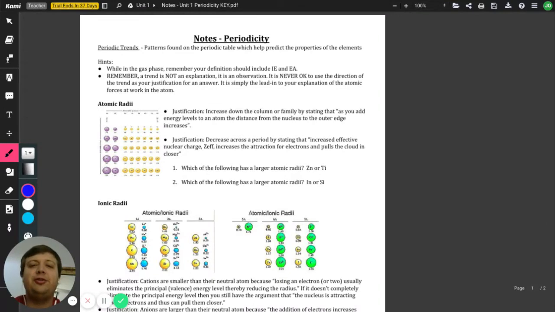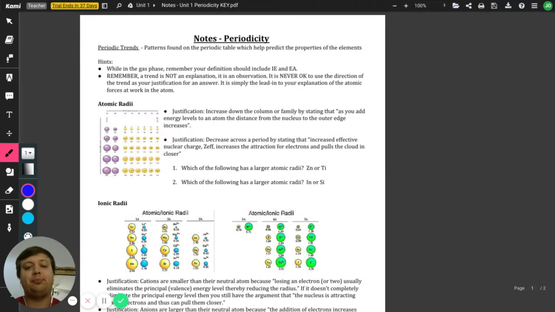Today, our plan is to go over our notes on periodicity or periodic trends. So for that, you're going to need something to take your notes on, so something to write with and a piece of paper or the notes that you got off Canvas. And then you'll also need a periodic table, which again, you can find on Canvas. All right, so we're going to go ahead and get started.